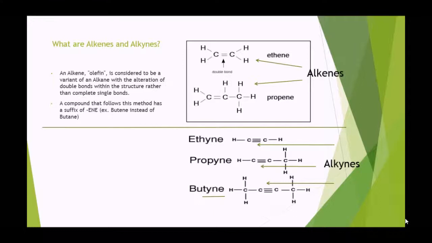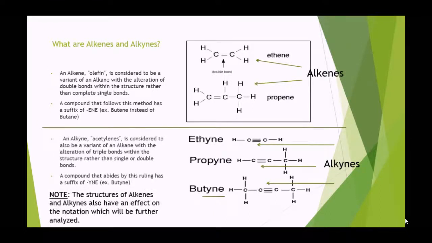An alkene, or olefin, is considered to be a variant of an alkane with double bonds instead of single bonds. Another characteristic of this type of compound is the suffix "ene." An example would be butene instead of butane.